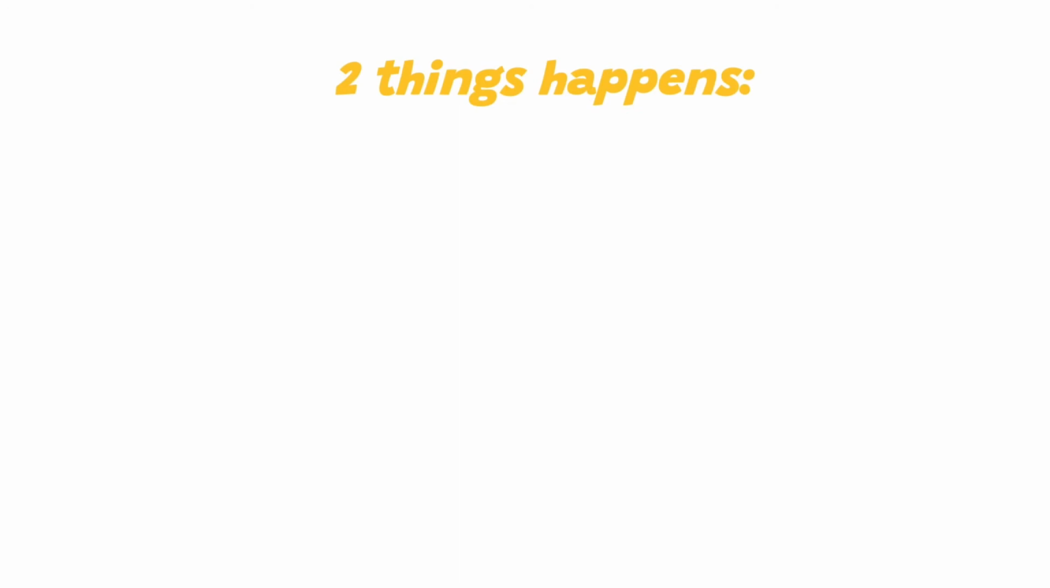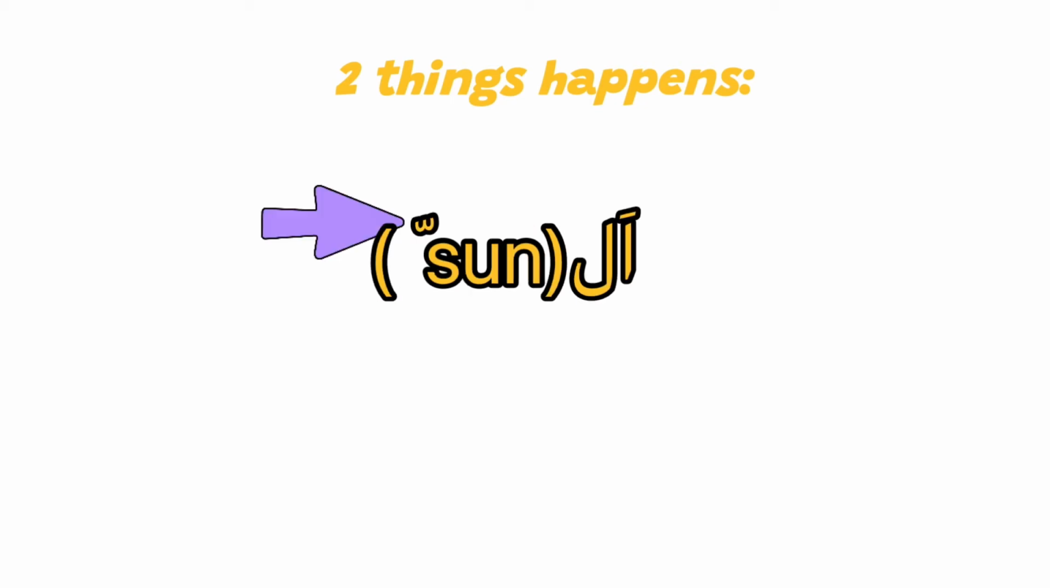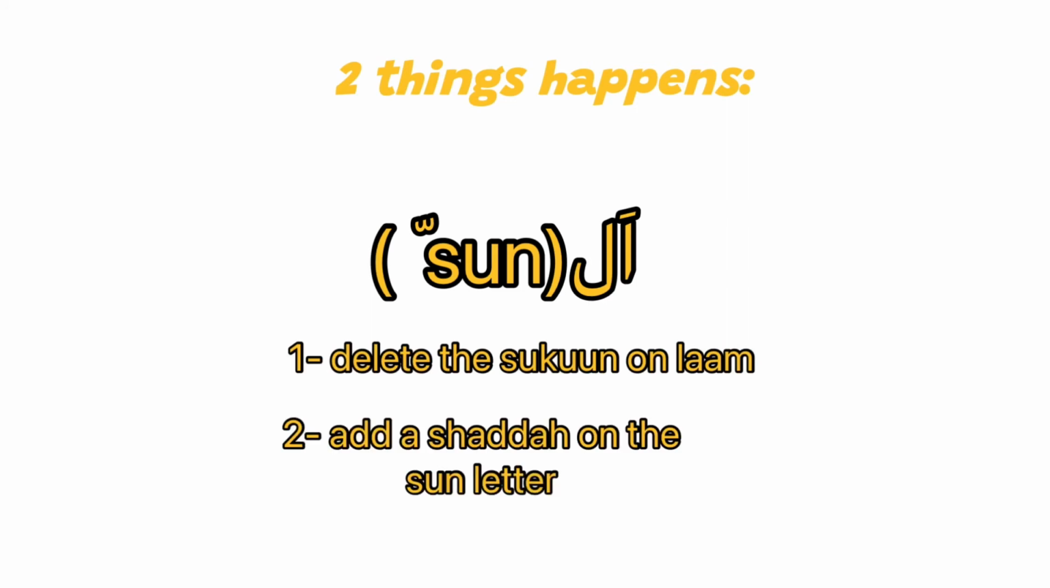The first thing is related to the sukoon. If you don't know what a sukoon is, then please go ahead and watch this video, link in the description. The sukoon on the letter lam will disappear. The second thing is that you are going to add a shadda on the sun letter that is after the letter lam. So again, no sukoon on lam, and a shadda is added on the sun letter after the lam.